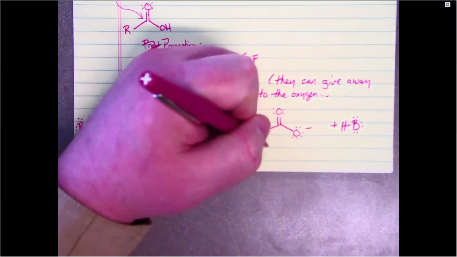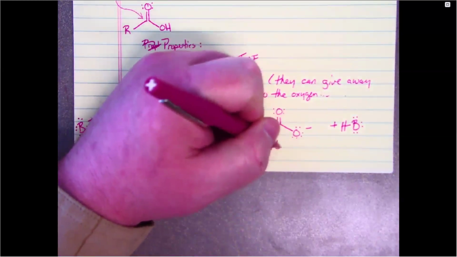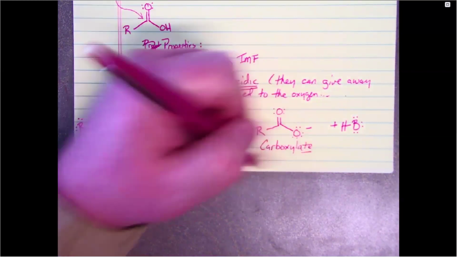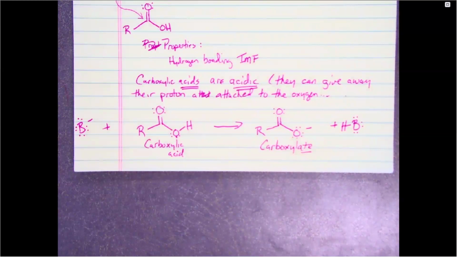So to distinguish between those two, we refer to the carboxylic acid that has lost its proton as a carboxylate. All right. So if the carboxylic acid has its proton, it's just a carboxylic acid. When it's lost its proton, we normally refer to it as a carboxylate. It's our code word to let us know that currently that carboxylic acid doesn't have its proton.